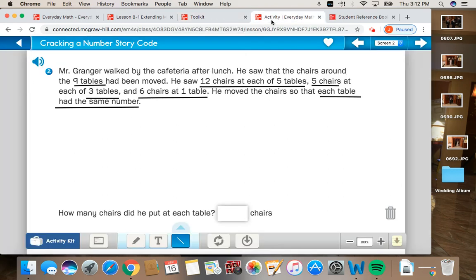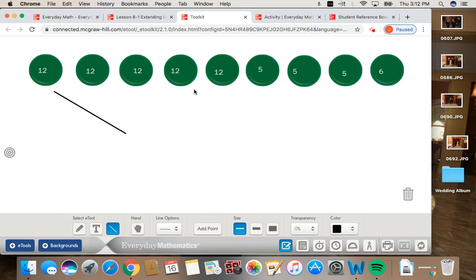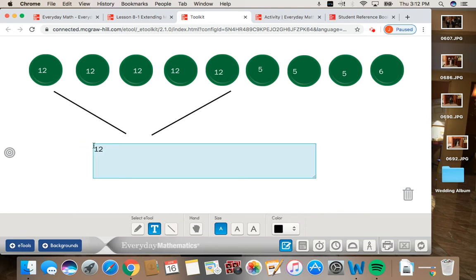So now I want to know, he moved the chairs so that each table had the same number. Well, in order to make sure each table has the same number, I need to know how many chairs are here all together. So let's figure that out. Here I have 5 tables that each have 12 chairs. So that would be 12. Let me change the color. I don't want to write with white anymore. That would be 12 times 5, which equals 60.